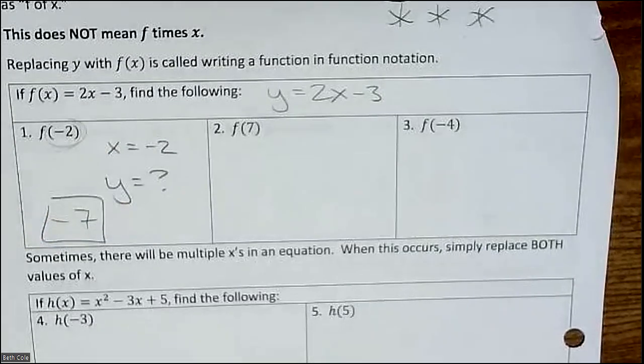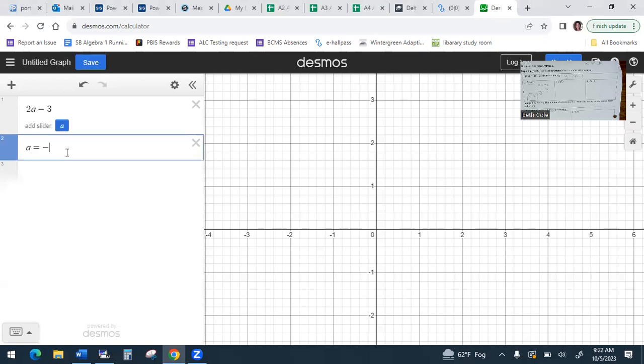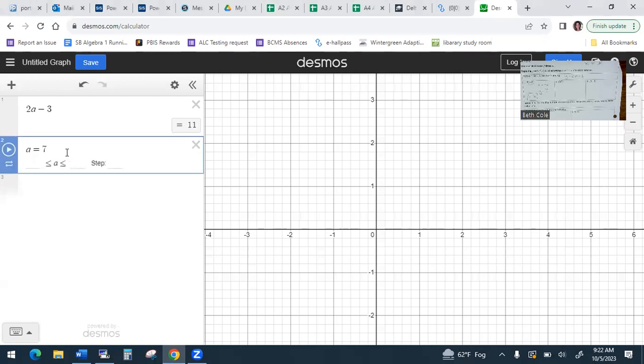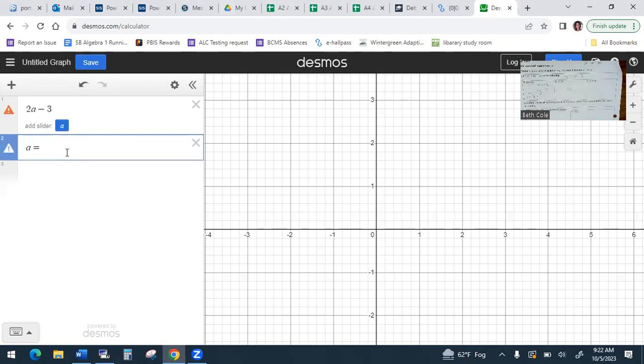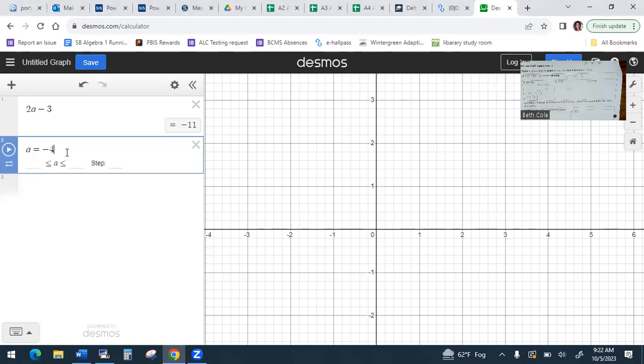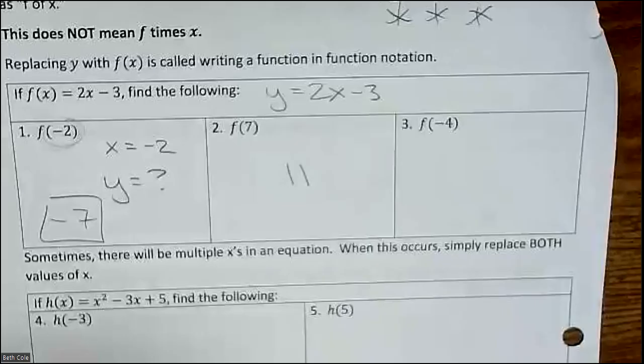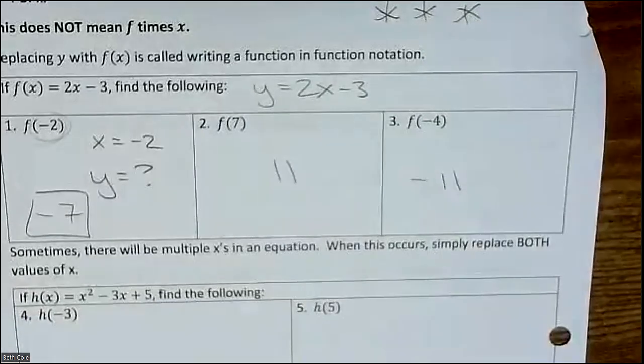This one is asking you to plug in 7. So it's x is 7, what's y? Well, I still have the equation in there. I'm just going to change the -2 to a 7. There you go, 11. 11's your answer. That's all you've got to do. And then what's the last one? Yeah, -4. You see that there? Yeah, -11. That's 11, that's -11. Okay.